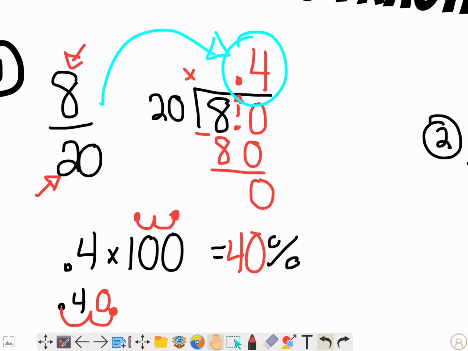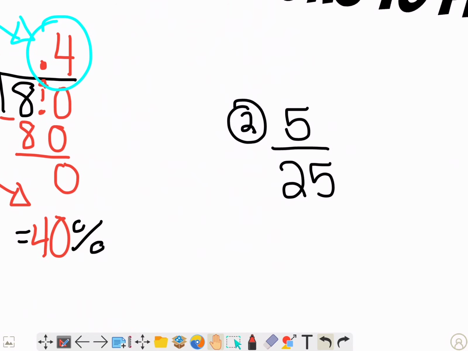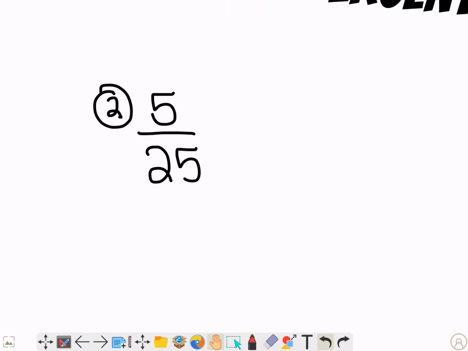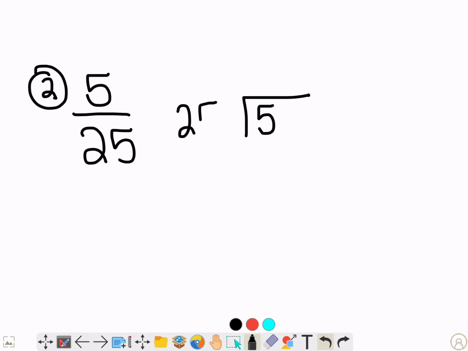So say there were 20 questions on the test and you got 8 of them right, you got the final score of a 40%. Not a great grade, but at least now you know how to calculate it. Now let's say you had 25 questions on the test, you got 5 of them right. Same exact setup. 5 goes in the house. 25 goes outside the house. Can 25 go into 5? No. So I put a decimal and a 0.